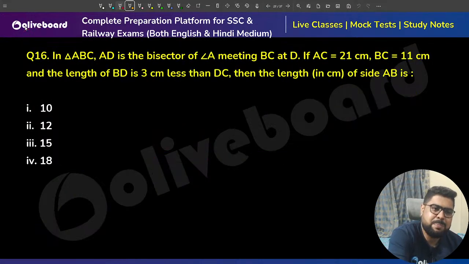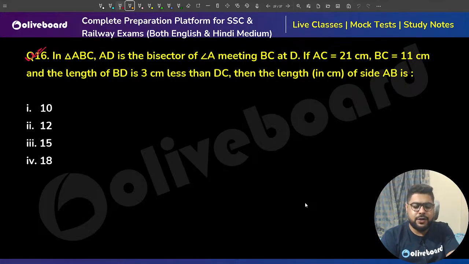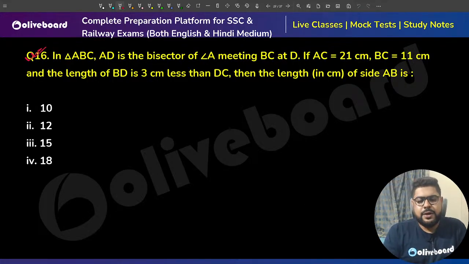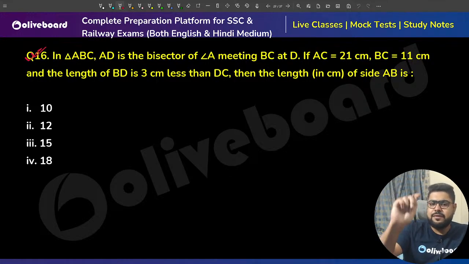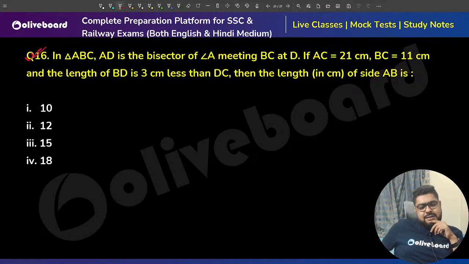Perfect. Now let's solve this last question of this topic, then we'll move on to the next topics. Everyone, I'm giving you one complete minute to solve. Please solve this.